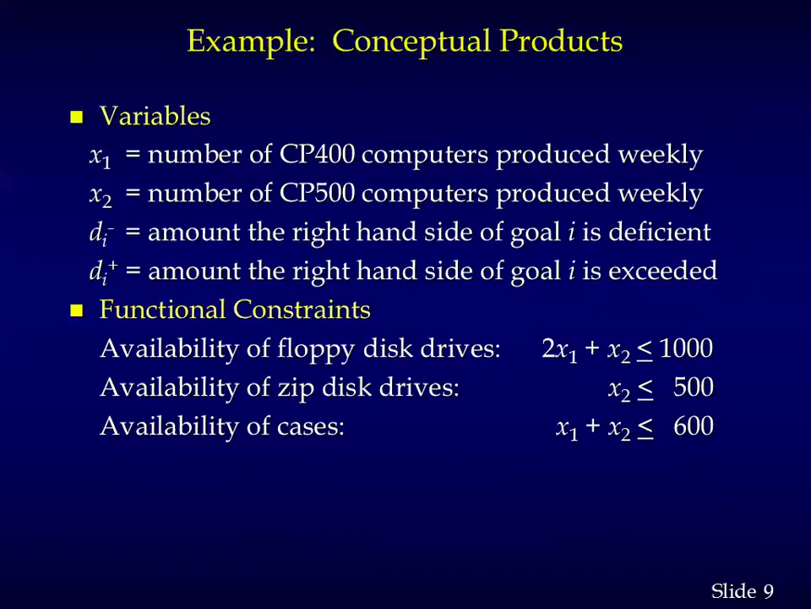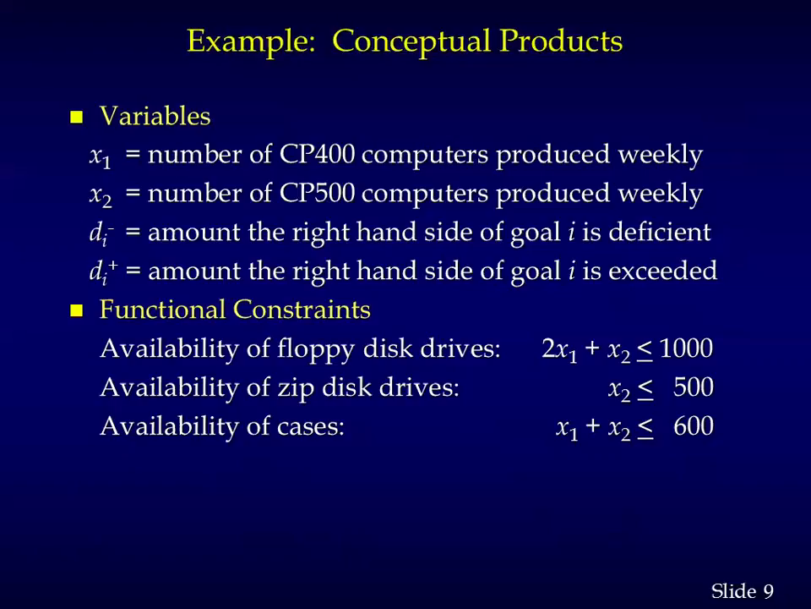So how do we formulate this? Well, first of all, the variables: X1 is the number of CP400 computers we produce, X2 is the number of CP500 computers we produce. And then we have the deviation variables for each goal. Di minus is the underachievement of goal i, and Di plus is the overachievement. We'll see where they come in.